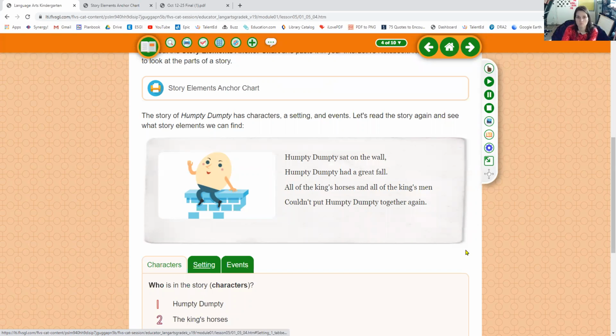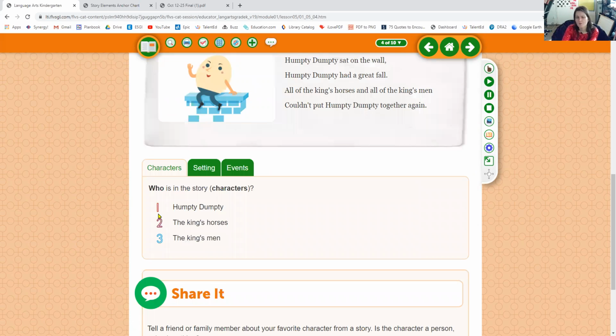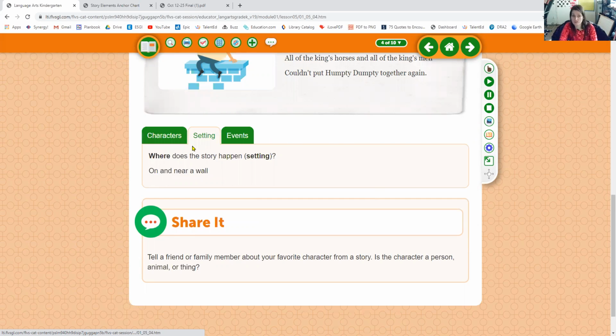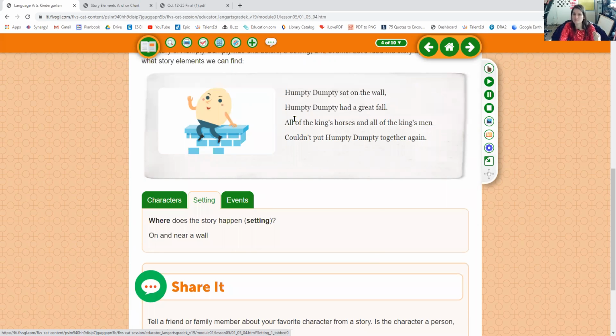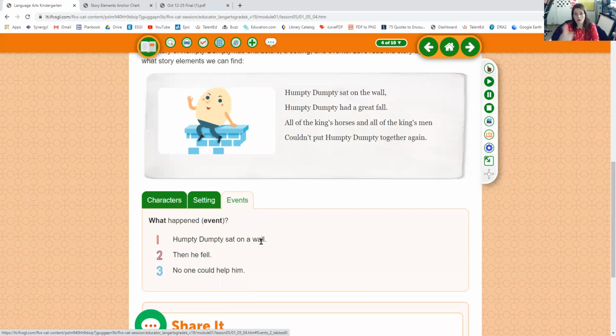So the characters. It was a very short story, but who was in this? Humpty Dumpty, the king's horses, and the king's men. Those are the people and animals that told the story. The setting, where did this happen? Well, we can use this picture to help us too, but it said Humpty Dumpty sat on a wall. So it happens on and near a wall, because when you fall off the wall, can you say you're on a wall? Nah. All right, and then the events. What happened? Well, Humpty sat on the wall, Humpty fell, and then he was on his own. Nobody could help him. Sorry.